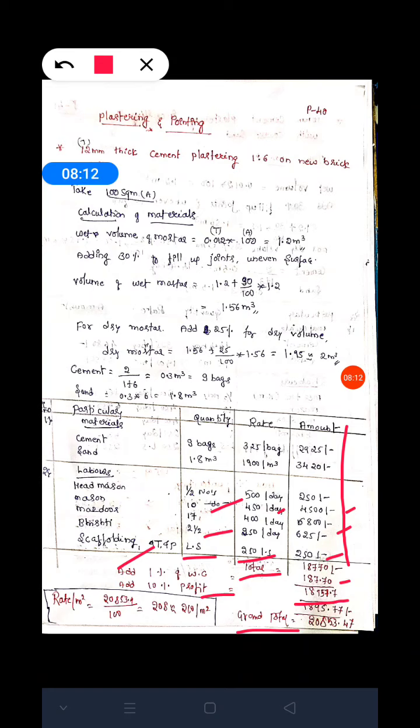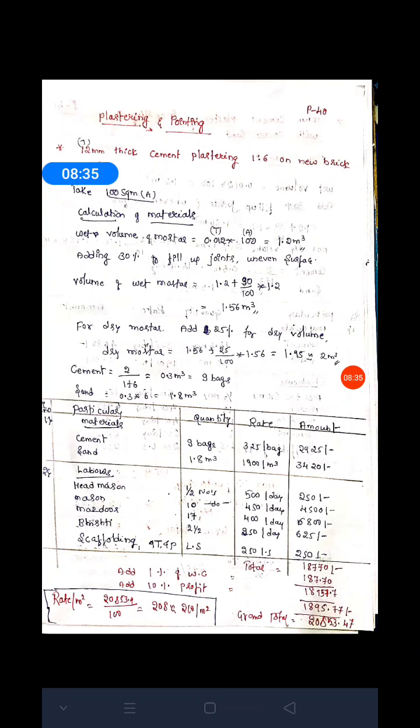20,853 rupees. Okay, this is per 100 square meter, but we should calculate the cost per square meter. Therefore the rate per square meter equals 20,853.4 divided by 100 square meter, then we get around 210 rupees per square meter. This is about the plastering for a 12 mm thick wall, that is 1:6 ratio.